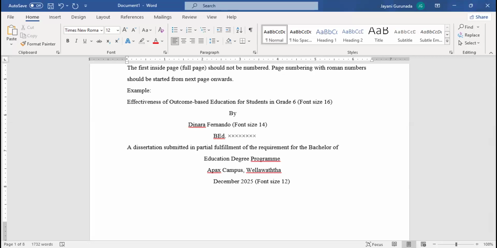Can you all see the screen? Yes, madam, we can see. Right. So inside the first page, the title of your research should be font size 16. Then after that, your name, font size 14. Then your registration number, B.Ed, whatever it is. Then a dissertation submitted in partial fulfillment of the requirement for the Bachelor of Education degree program. Whatever it is, your campus and date. It is font size 12.